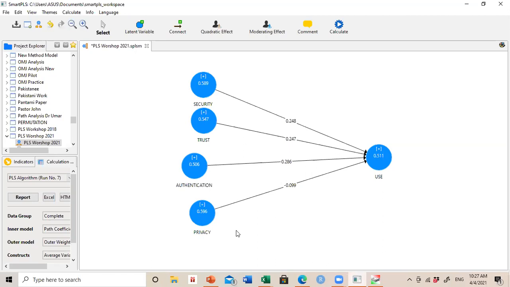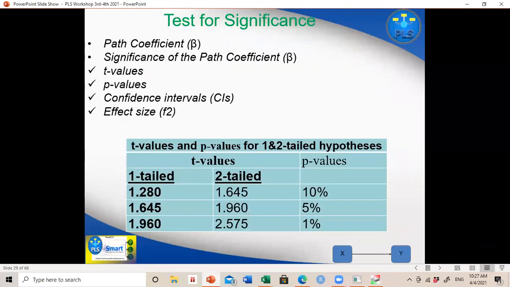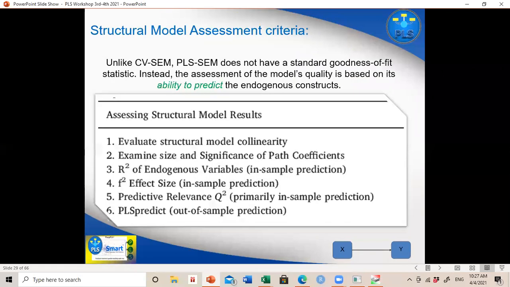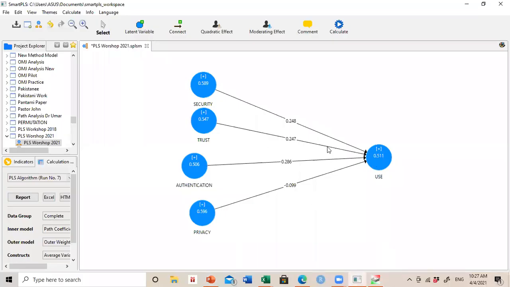And this is one segment of it. We call it, we said, okay, this one, examine the size. We are only examining the size now. We don't know whether it's significant or not. So the next is we want to examine the significance. This is what we do.